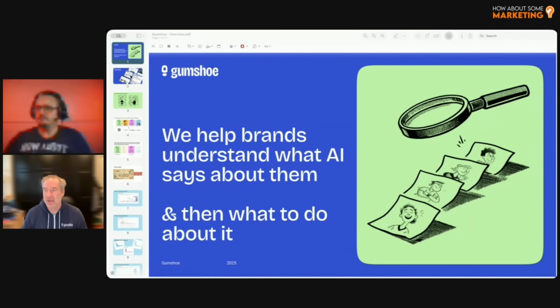Yes. Great. And as Manuel said, and I'll say again, the idea of Gumshoe as a platform is we help brands understand what AI says about them and then what to do about it. That's fundamentally, I think, the simplest way of thinking about that.